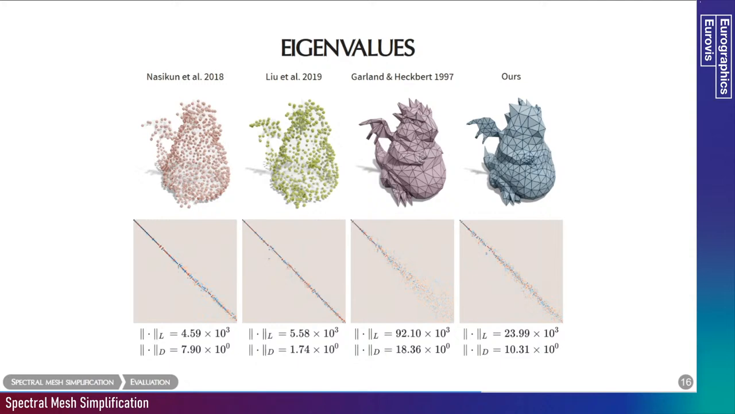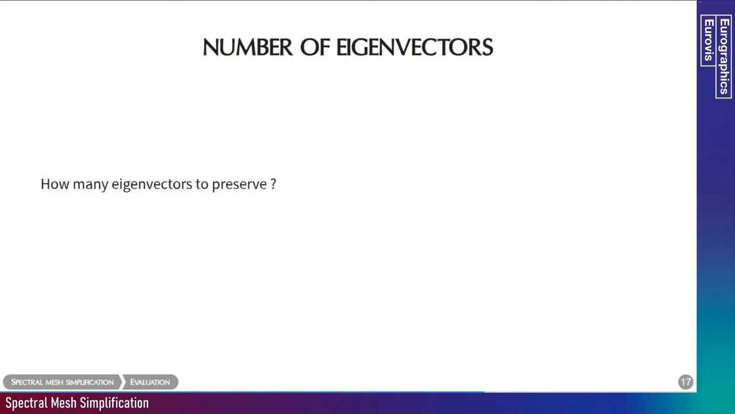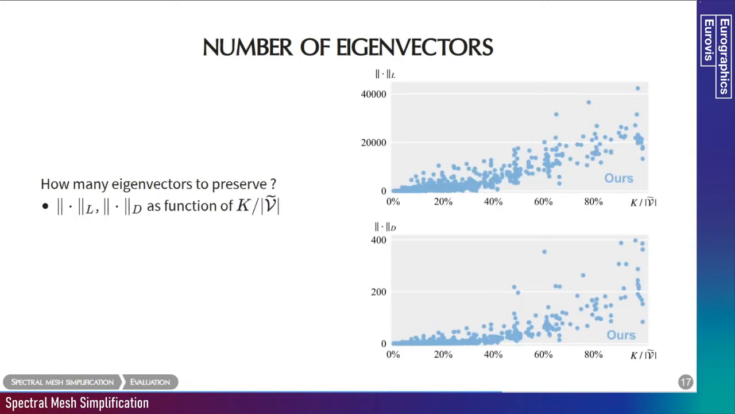That is, we optimize the connectivity and vertex positions to preserve the spectrum instead of directly manipulating the Laplacian. Our method requires two parameters, the number of output vertices, and the number of eigenvectors to preserve. To aid choosing this last parameter, we plot the norms as a function of the ratio between the parameters. While the Laplacian commutativity is more sensitive, we observe that past 30% both norms increase, which leads to the informal goal of always having at least 3 times as many output vertices as eigenvectors to preserve.